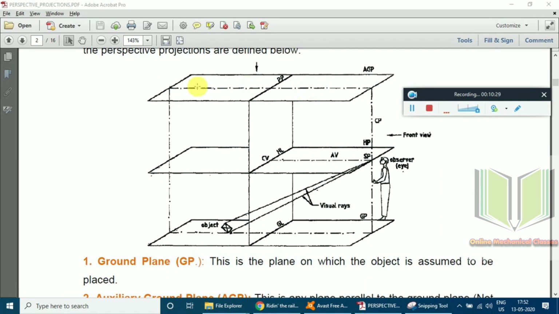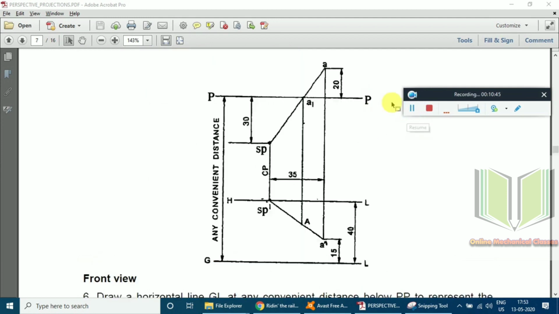This is the observer. You can think from this side, this is the left hand of the observer. So from the CP, the station point is on the left. In the central plane CP only we have the points A and A dash. Just left of that, at a distance of 35 mm, you have the central plane. Now these lines will coincide at a point. Mark that point as SP and mark this point as SP dash.